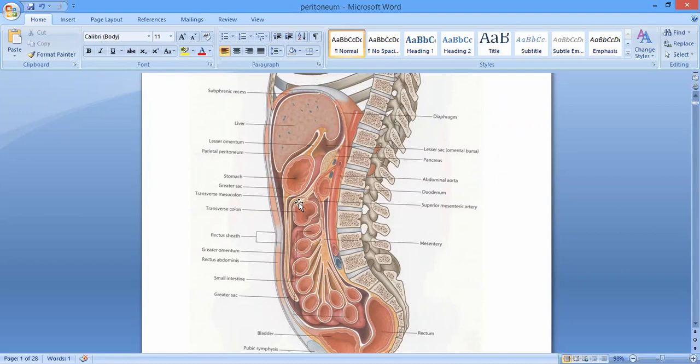Now, these two sacs, ये greater sac और ये lesser sac, they are going to communicate with each other. ये दोनों आपस में communicate करती हैं. कहाँ से करते हैं? Behind this right free border of this lesser omentum by an opening. I just show you now.